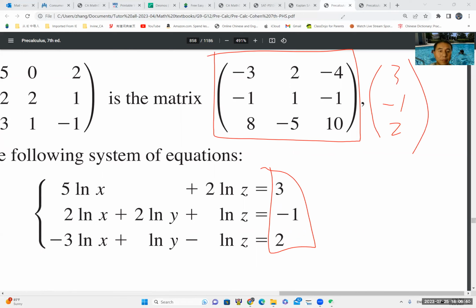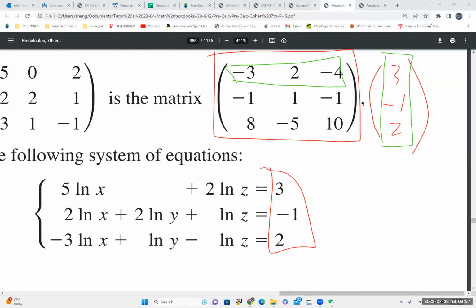Let me do one for you. First row multiply first column. Of course, here it just has one column. So we'll get -3 times 3, this times this, plus 2 times -1, plus -4 times 2, right? So this is the first one. It's -9, -2, so it's -11. Then -8. So together it's -19, right?